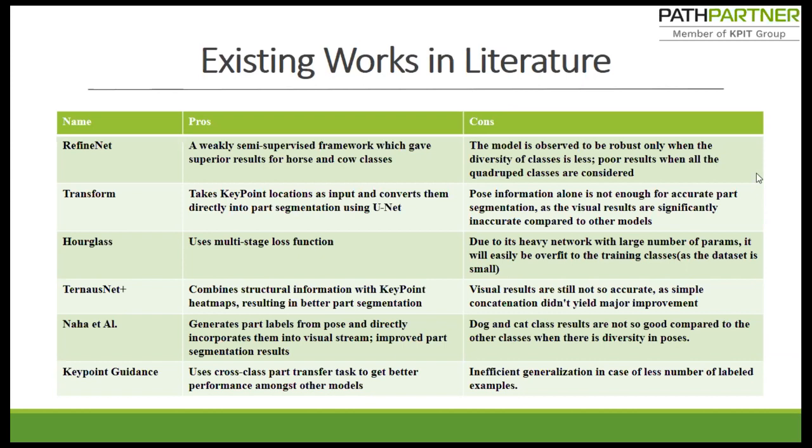Then in the Tauna Net Plus, the key point heat maps resulted in a better part segmentation of animals. But again, their qualitative analysis was not easy, as it did not yield a major improvement in the area. So in the next paper, we found that they had used pose estimation along with key point analysis to improve the segmentation results, and they did a very good job. But when the diversity of poses came in, like for different images of dogs and cats, the results were not so good.